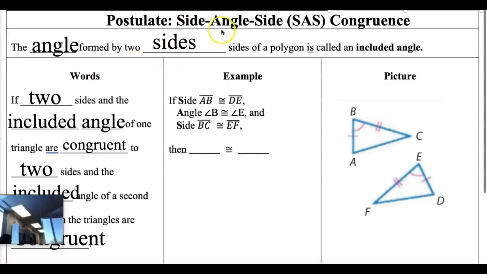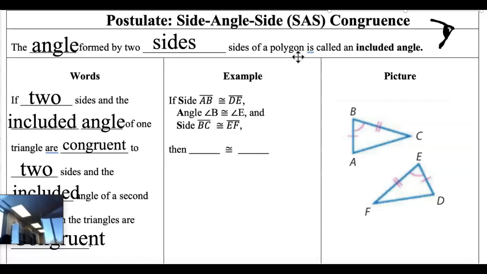So in this postulate it says that the angle formed by two sides of the polygon is called the included angle. And I'm going to be very specific here because the only time that this postulate works is if you have a side and the included angle. So it's kind of like this crocodile. It has to be the angle between the two lines.